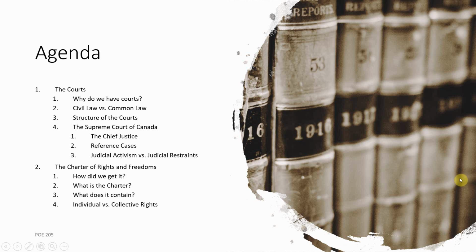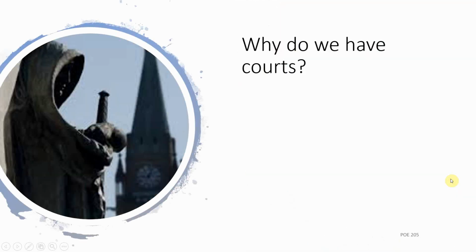So we're going to talk about why we have the courts, talk about some of the different types of law we have in Canada, focusing on the Supreme Court of Canada, and then we will shift into the Charter of Rights and Freedoms. Where did it come from? What is it? What are the rights that are contained in there? So let's get started.